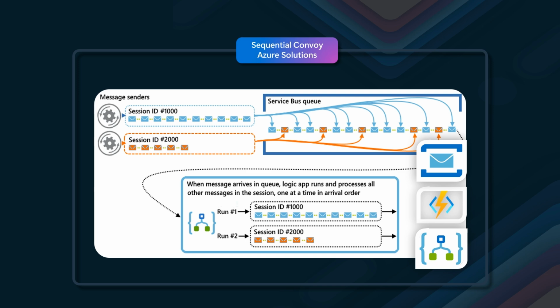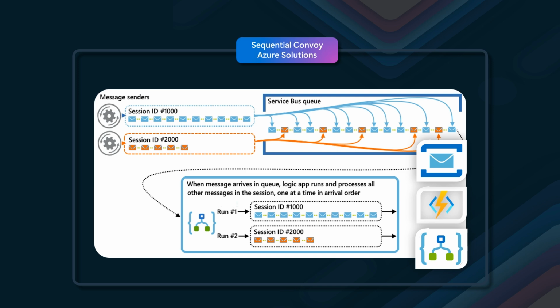The queue acts as a holding area where messages are stored until they are processed. It ensures that the messages are kept in the order that they arrive, which is essential for preserving the sequence within each session. So, message processing. When a message arrives in the queue, a logic app is triggered. The logic app is responsible for running and processing all the messages in the corresponding session, one at a time, in their arrival order. Here's how it works.